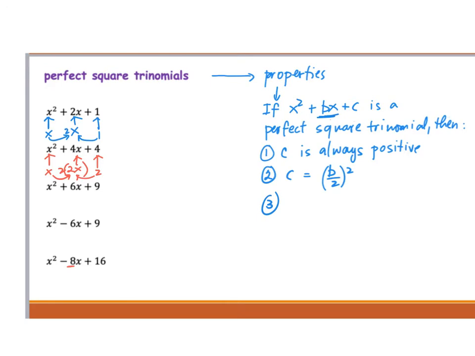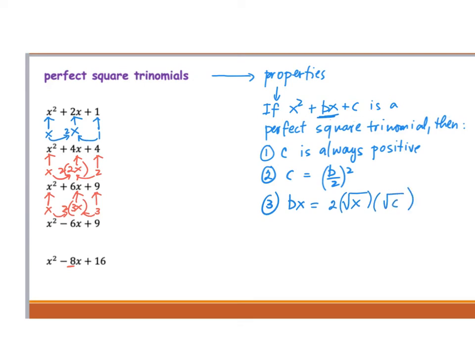In the next example, square root of x squared is x, square root of 9 is 3. When you multiply them, x times 3 is 3x, and when you double the result, the answer is 6x. Now let's write that third pattern or observation as our third property of perfect square trinomials. Let's write that as bx is equal to 2 times the square root of x times the square root of c.